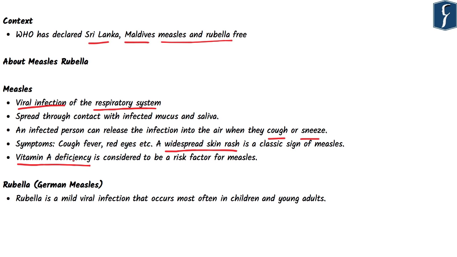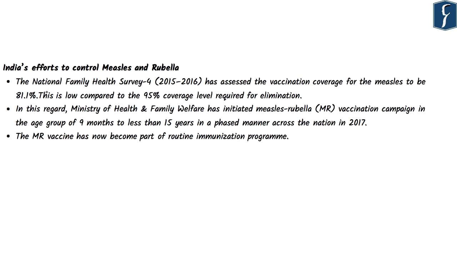Vitamin A deficiency is considered to be a risk factor for measles. The reason for this has not been understood very well. The milder infection of measles is called rubella. It is also called German measles. Symptoms are almost the same, but the intensity is less in rubella, and it infects mostly children and young adults. The fourth round of National Family Health Survey has assessed that the vaccination coverage for measles is less. In India, it is around 81%. But as per WHO, 95% coverage level is required for elimination of measles.